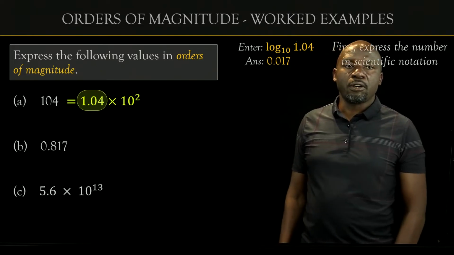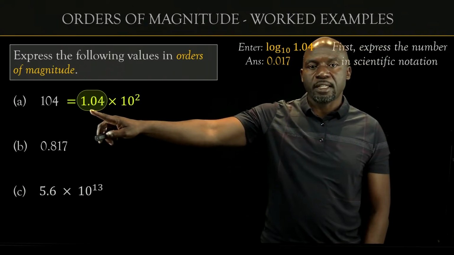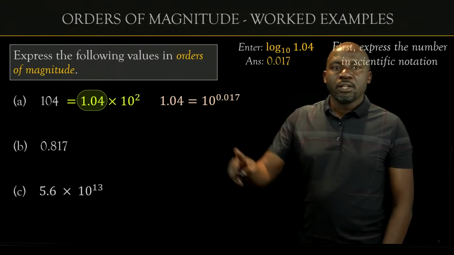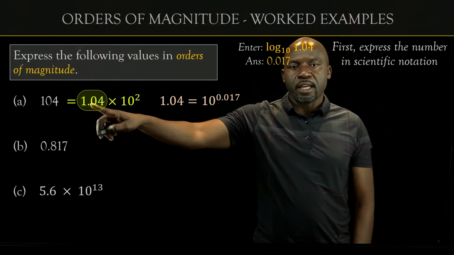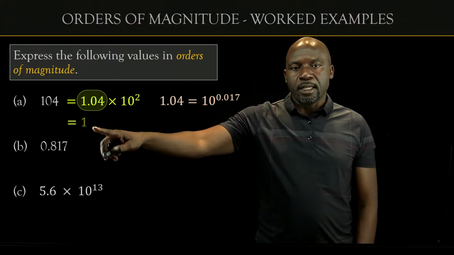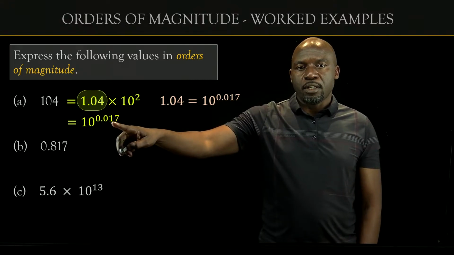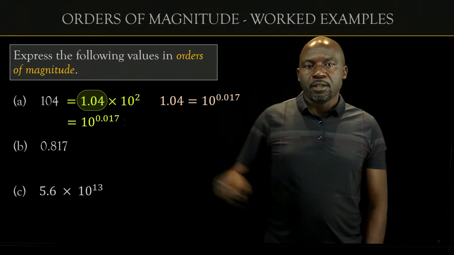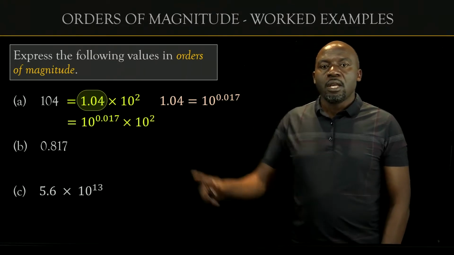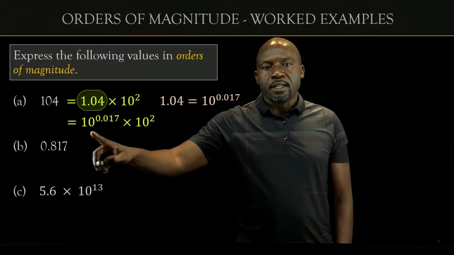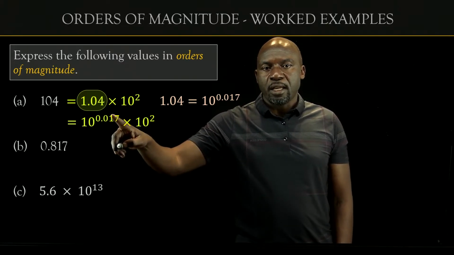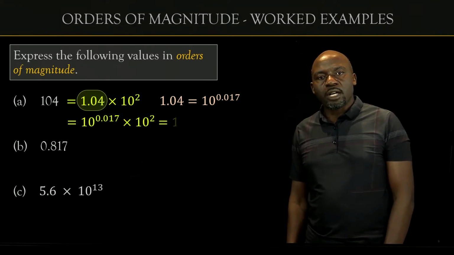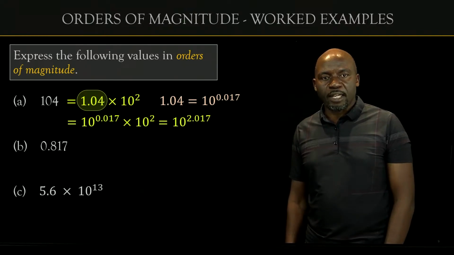If you do so, you will end up with 0.017, which means we are going to express this as 10 to the power of 0.017. So now I can write that down here. That is 10 power 0.017. And now I can say multiply by 10 to the power of 2. Well, we are multiplying similar bases, so by laws of exponents, the exponents are going to add up because we are multiplying the bases. So this becomes 10 to the power of 2.017.